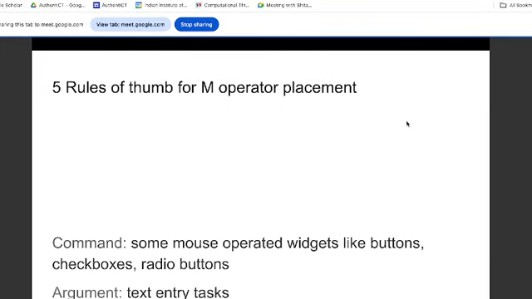Rule number 0 is talking about when you are giving a command and when you are adding an argument. So command is when you are actually clicking buttons or checkboxes, radio buttons. You're actually performing the task of key press or mouse clicks. That mouse click, before you do that, you have some thought process which gives your motor organs that command that you are supposed to perform this now. So that is the command type. And then there is argument, that is text entry.